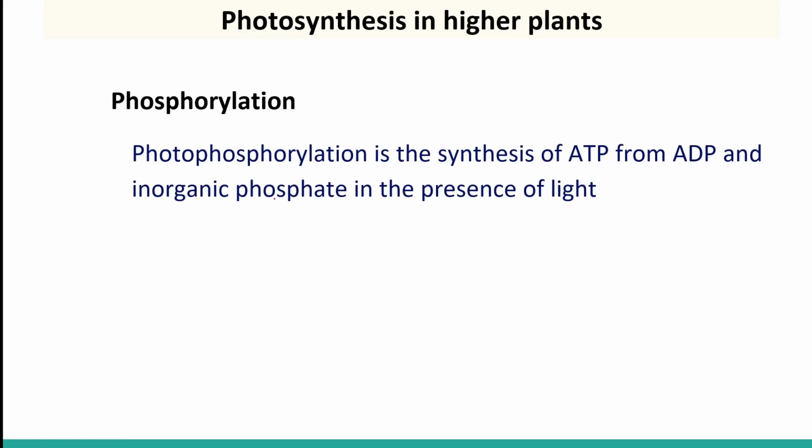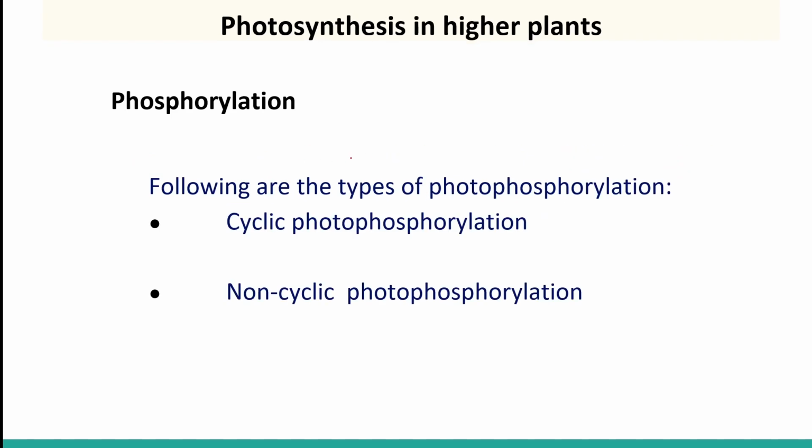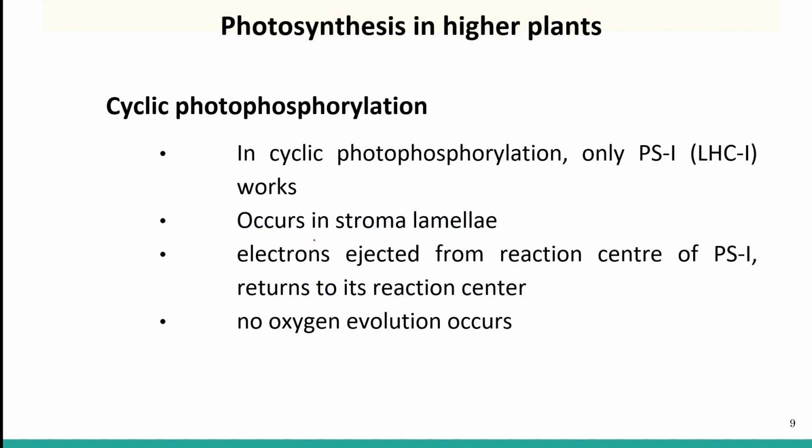So the next term is phosphorylation. Phosphorylation is just the synthesis of ATP using ADP and inorganic phosphate in the presence of light. Phosphorylation is generally of two types. The first one is cyclic photophosphorylation and the second is non-cyclic photophosphorylation. So now let's discuss first the cyclic photophosphorylation, and study some of the basic points.